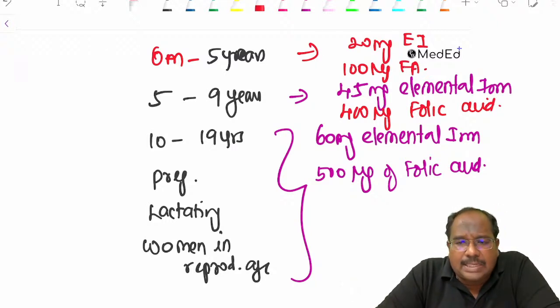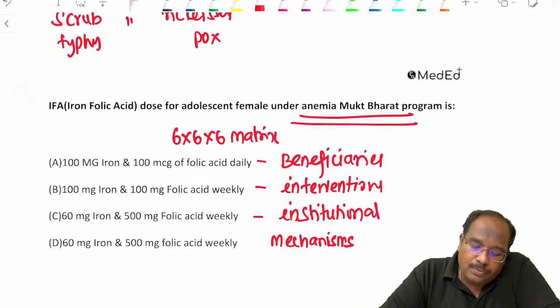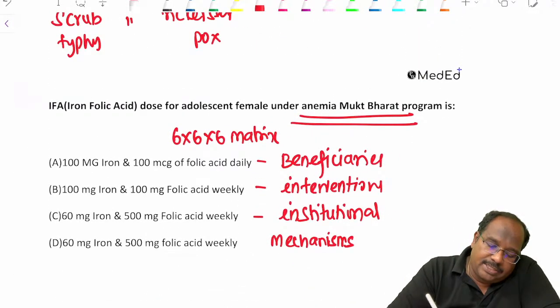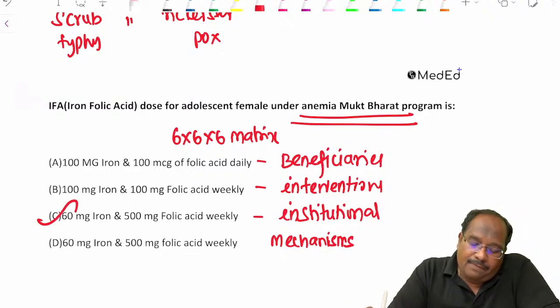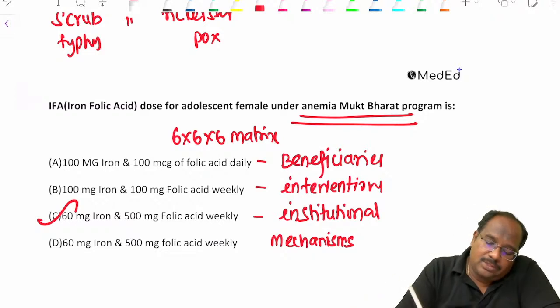Pregnancy, lactation, you have to give 180 days during pregnancy. Lactation also you have to provide 180 days. So what is the answer for this question? The answer is 60 milligram of elemental iron and 500 microgram of folic acid. It's not milligram, okay, so microgram. It should be microgram of folic acid.